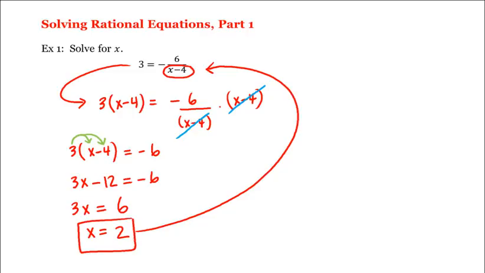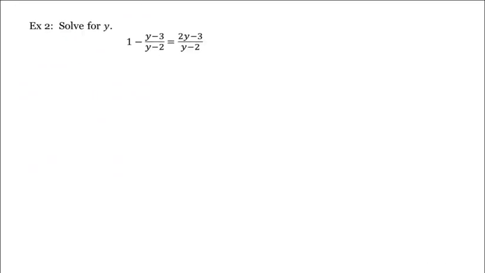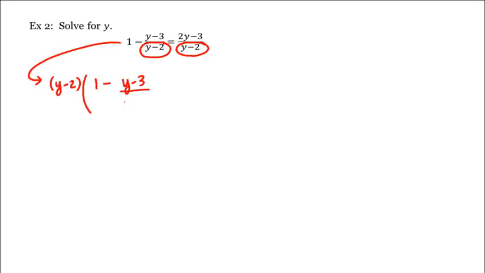All right, let's look at another example. Let's solve this equation for y. Again, we'll begin in a similar way and multiply both sides of the equation by this denominator here, y minus 2, which gives us y minus 2 times 1 minus y minus 3 divided by y minus 2 is equal to y minus 2 times 2y minus 3 divided by y minus 2.